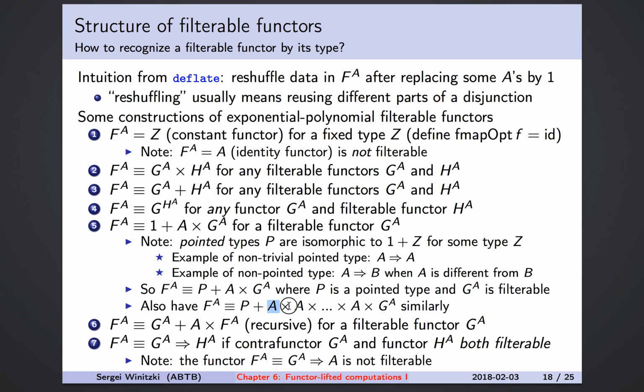Similarly, you could do many. So how do you filter this? If A passes, then you filter this, and you are still in the same part of the disjunction. If A does not pass, you return unit. You ignore that. You just drop all those values.